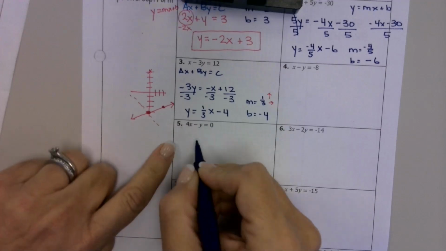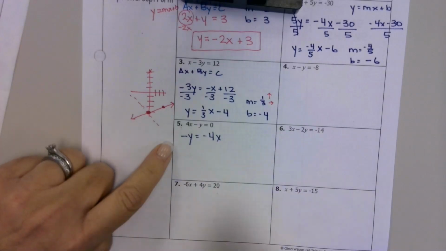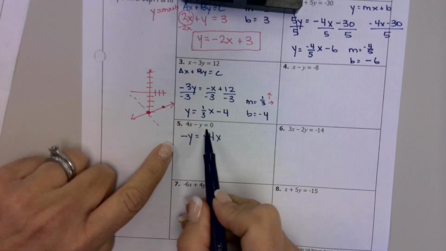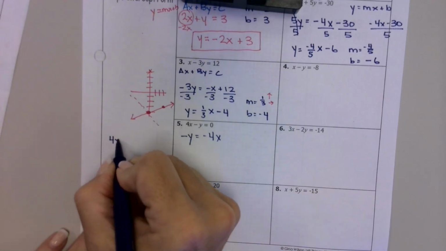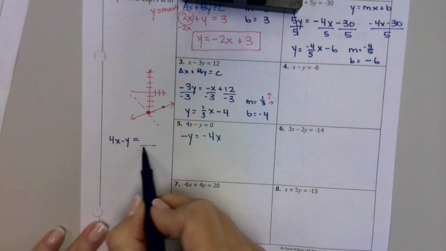So I move my 4x over, and I end up with negative y equals negative 4x. I'm going to completely drop the 0 because I don't have to have anything on this side of the equal sign anymore, because the 0 just goes away. It was a placeholder for this equation. I can't have an equation that looks like this. I have to have something here.